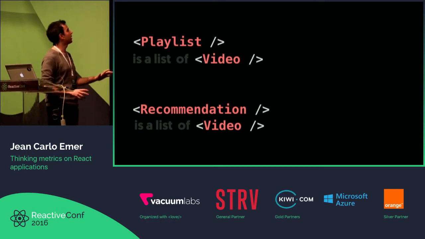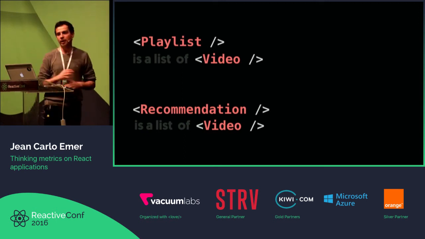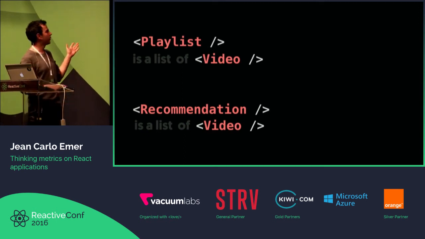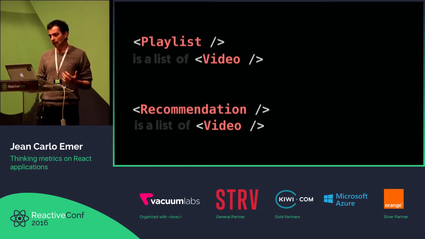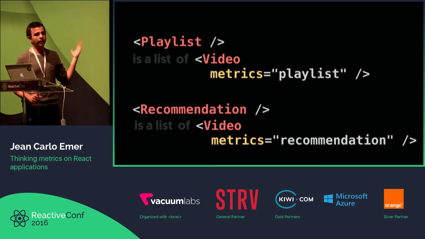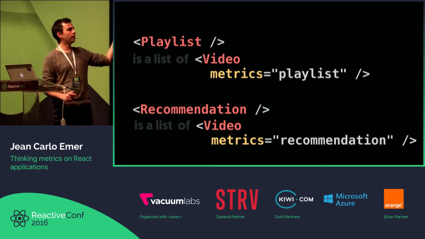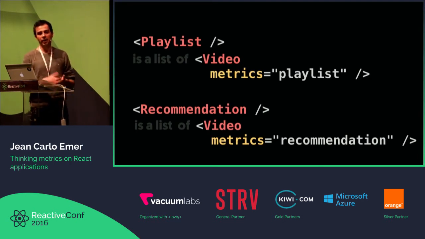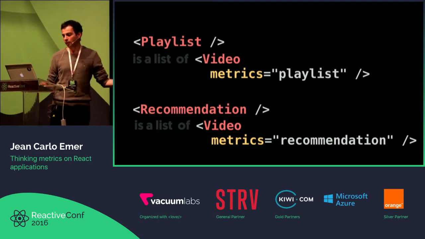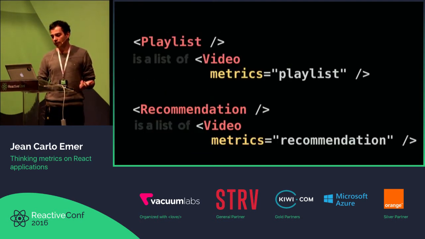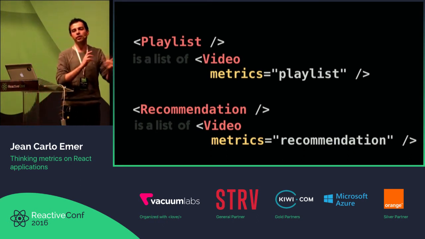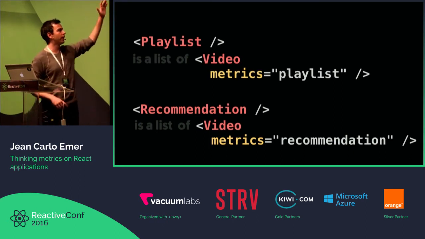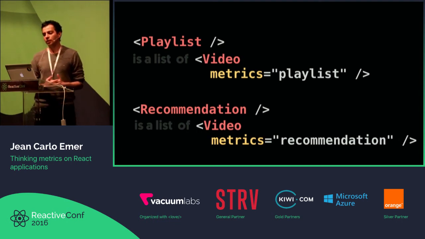And we have a lot of small components. For example, a playlist is made from a list of videos, and a recommendation is made from the same list of videos. So you could simply add a prop to the video to say that this is a playlist, or this is a recommendation. But the issue is that we have a lot of components in the middle. We have a lot of other components that we use to create the playlist, for example.